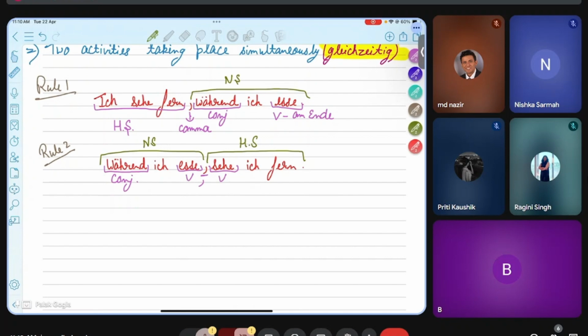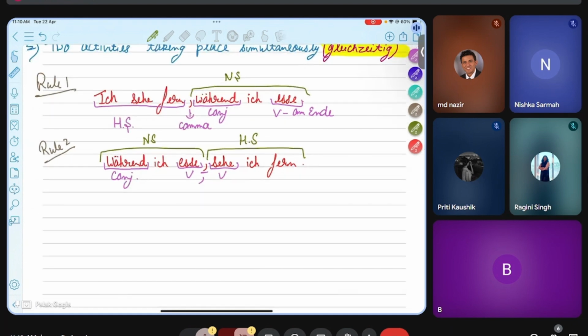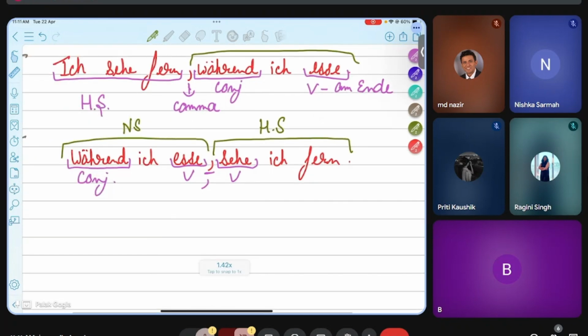Understood, everyone? When we are starting the sentence with the conjunction, the first sentence which we are writing before the comma, that will be the Nebensatz. Then the sentence which will come after the comma, that will be the Hauptsatz. If you're using the conjunction in the starting, the verb will go at the end.